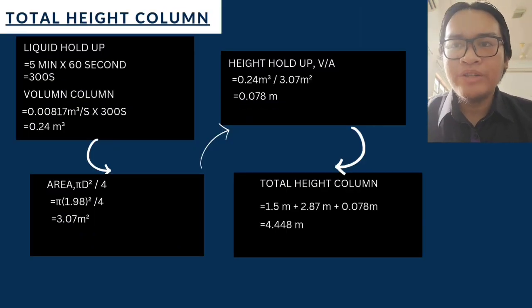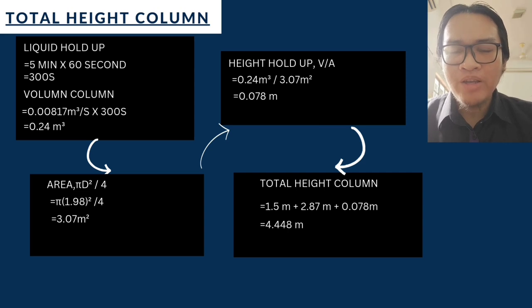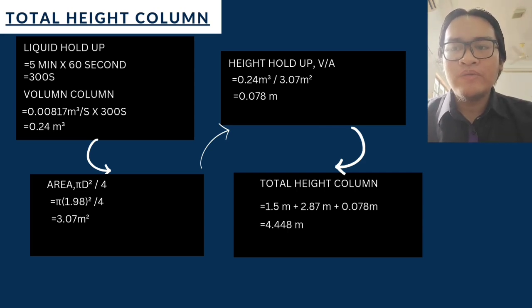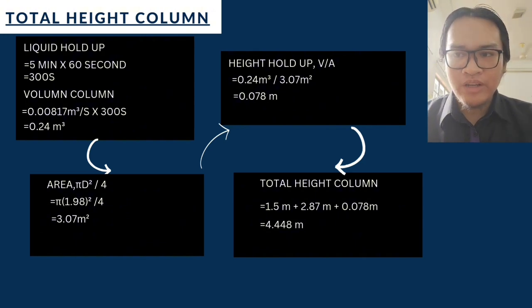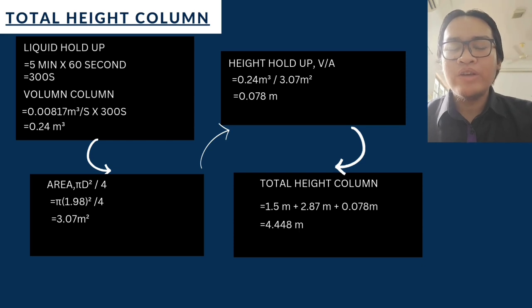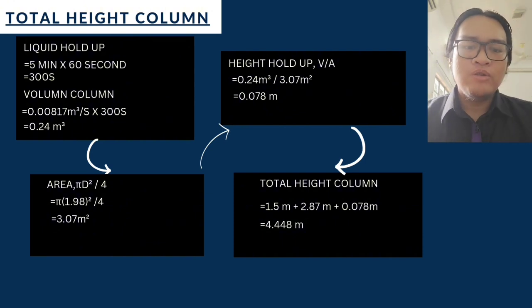Go to the next one, which is total head column. For the liquid product, we assume that our distillation needs 5 minutes to get the liquid product. After we calculate the liquid product, we calculate the volume column. The total mass flow rate feed multiplied by 300 seconds, which we convert into seconds. To ease the calculation, we get 0.25 meter per square. For the area, we get the diameter from the previous calculation. After we calculate it, we get 3.075 square.